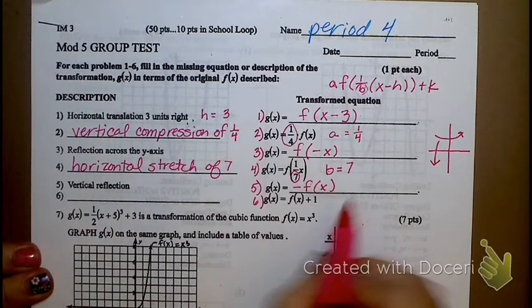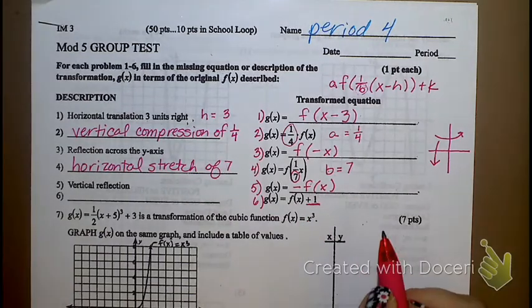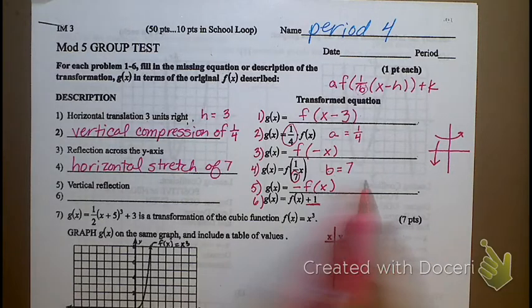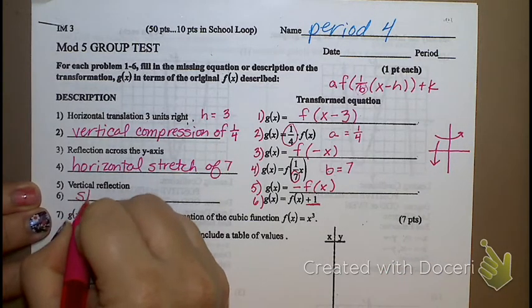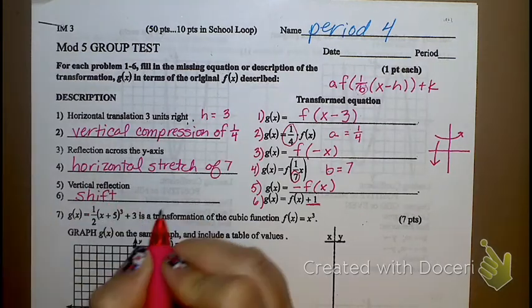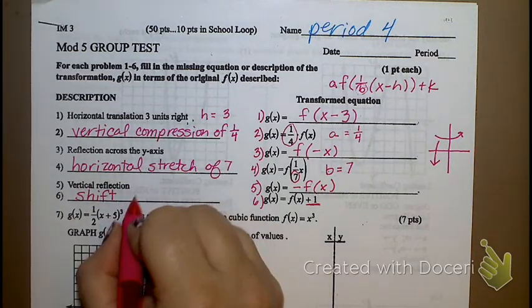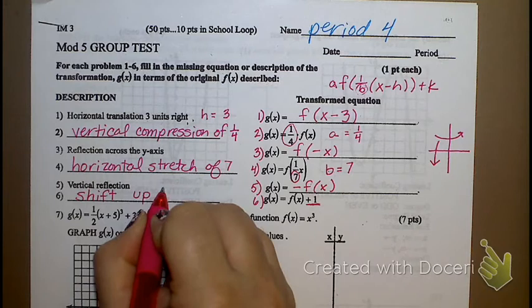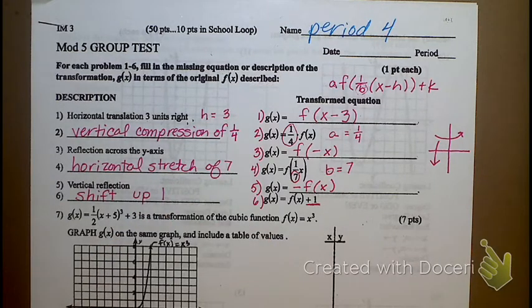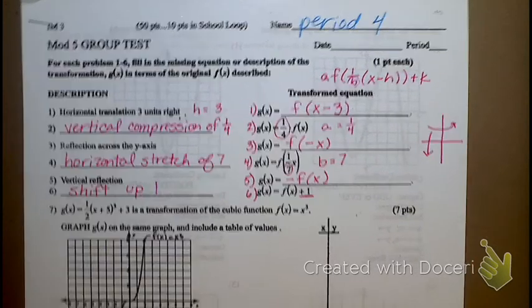And then finally this last one, is that A, B, H, or K? That's K. So I would like you to write either shift, or you could say translate. Tell me the direction and how far. So shift up 1, or left 3, or right 5, or whatever it is. Direction and how far. Any questions about that? Okay, those are 1 point apiece, 6 points total there.